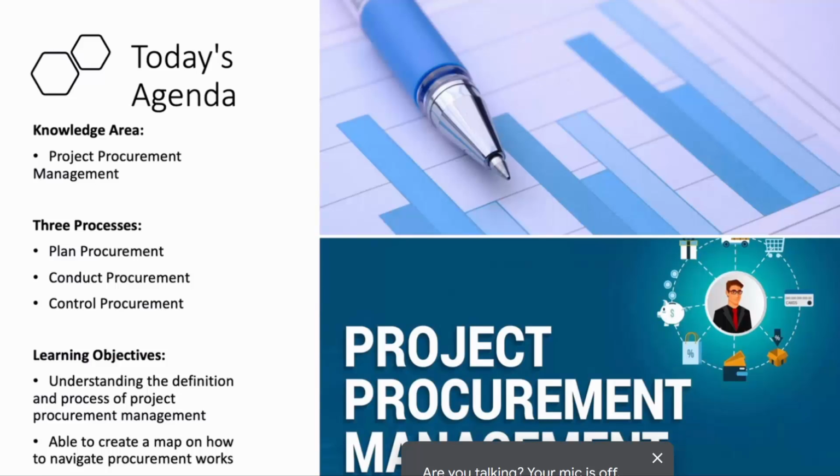There are 10 knowledge areas in project management, and this video focuses on project procurement management. We will show three processes which are how to plan procurement, how to conduct procurement, and how to control procurement. By the end of this video, the audience will be able to understand the definition and process of project procurement management and can create a map on how to navigate procurement works.